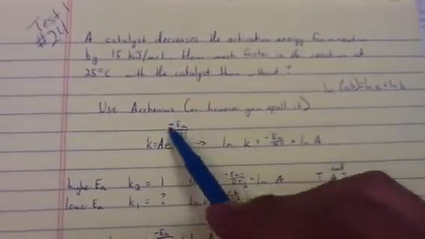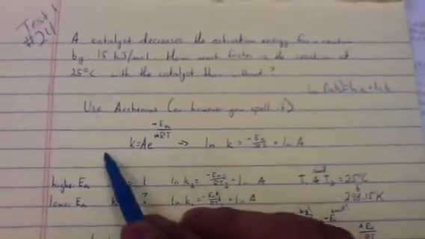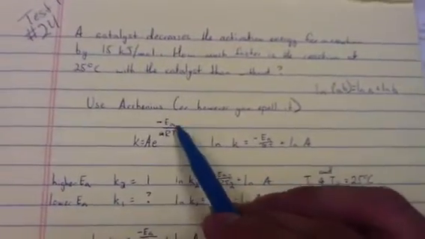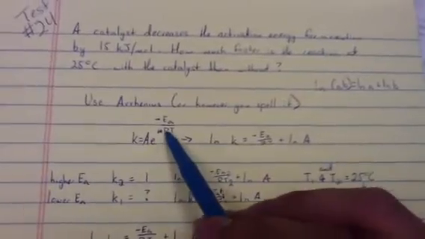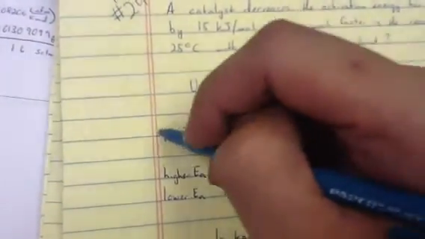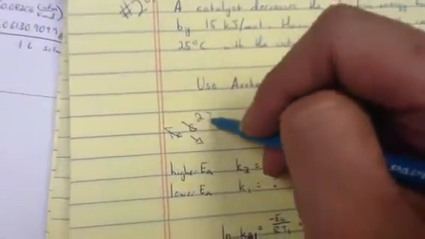I don't like seeing it this way. I like instead taking the ln of both sides, because that allows me to bring negative Ea over RT down. It's no longer a power of e. For example, if I do ln of e squared, the ln will cancel the e, and the 2 will be brought down, so I'll end up with 2.